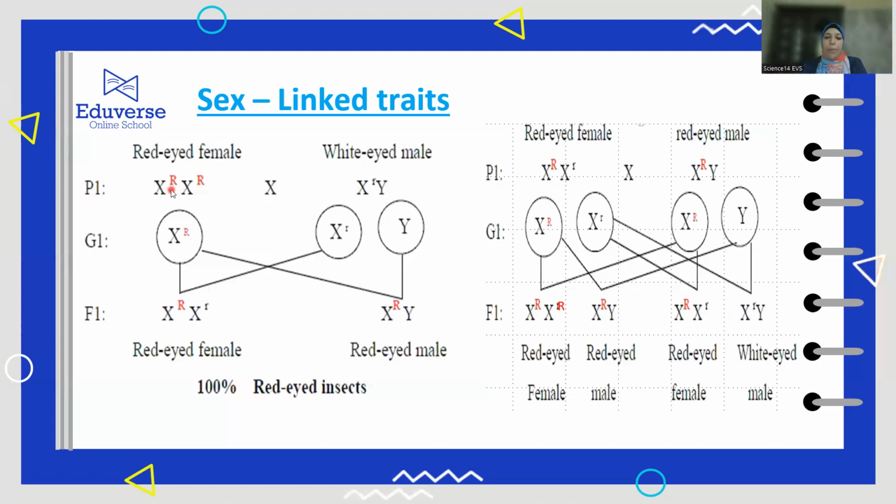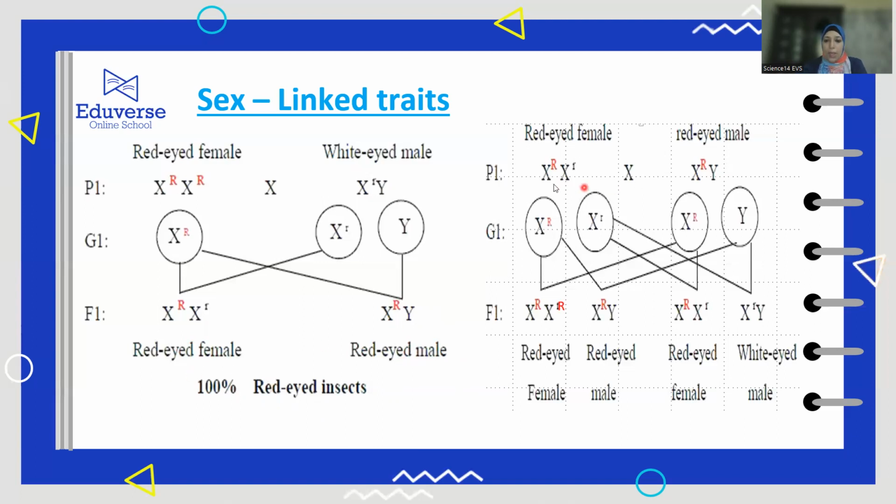The product from the crossing between the red-eyed female and the white-eyed male is X R capital X R small, so the female is red-eyed, and X R small Y, so the male also is red-eyed. So 100% of the individuals in the first generation are red-eyed, carrying the dominant trait, like the normal Mendelian cases of complete dominance. And always the ratio between males and females is 50% to 50%.